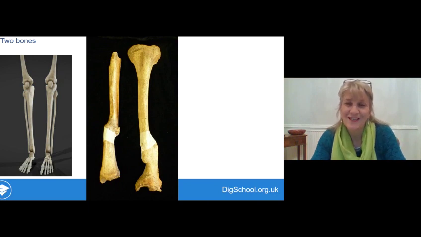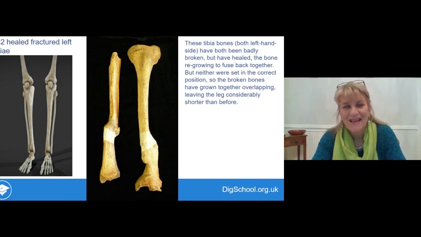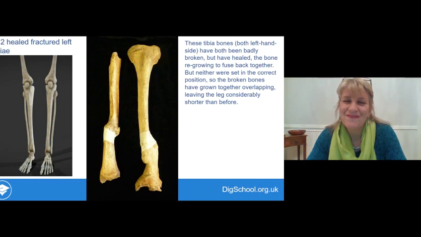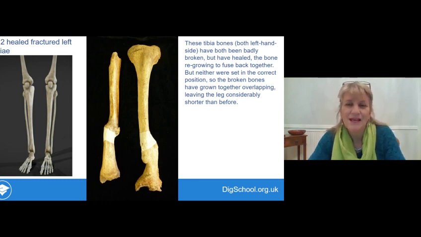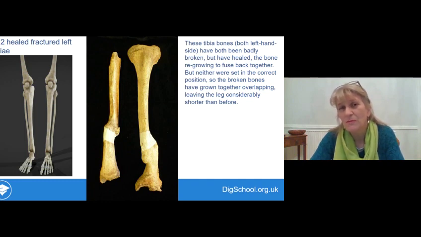Okay, so you've had a chance to think about that. They're both tibia bones, so they're lower leg bones. Interestingly, they're both left legs, so they don't come from the same person. But they do both have very similar injuries on them. They have been very severely broken.